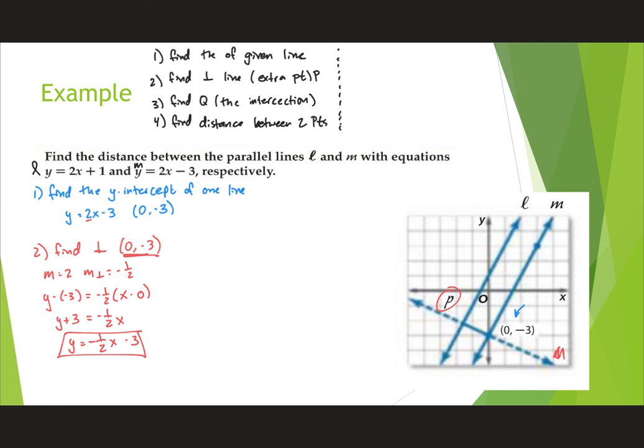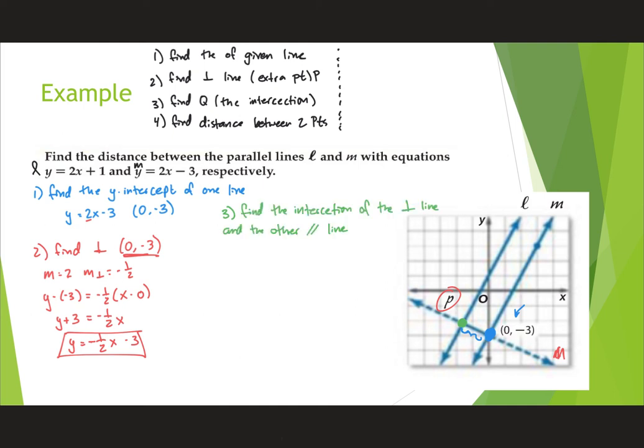Yay! Alright, so now that we have our perpendicular line, we need to find the intersection of the perpendicular line and the other parallel line. So to show you over here on our picture, we picked this point right here because it was the y-intercept and it was nice and easy. But I am looking for this distance. Okay? And in order to get distance, I need 2 points. So my next step needs to be to find this point right here, which is the intersection of our perpendicular line and the other parallel line. So that's going to be step 3.